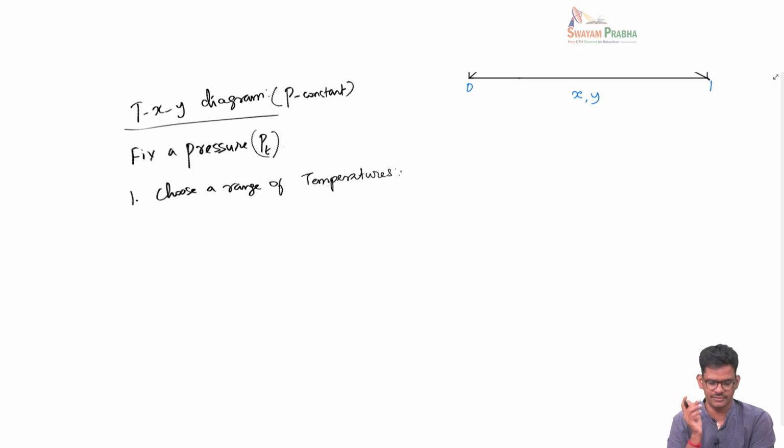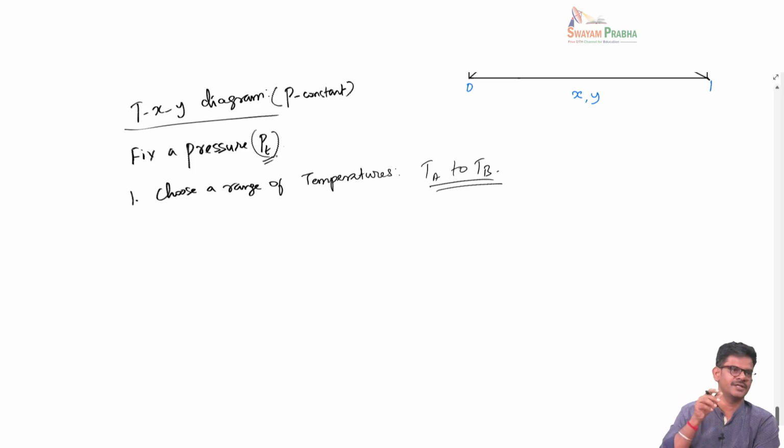Between two boiling points, from TA to TB. This TA and TB depend on what pressure you have fixed. If it is atmospheric pressure, 1 atmosphere, TA and TB would be the normal boiling points, but if you change the pressure, these will be the corresponding boiling points. So you choose a set of temperatures.